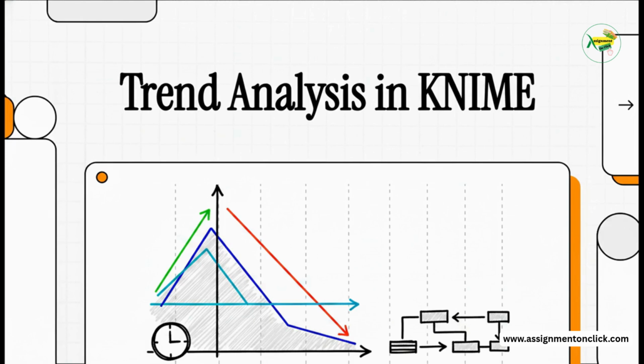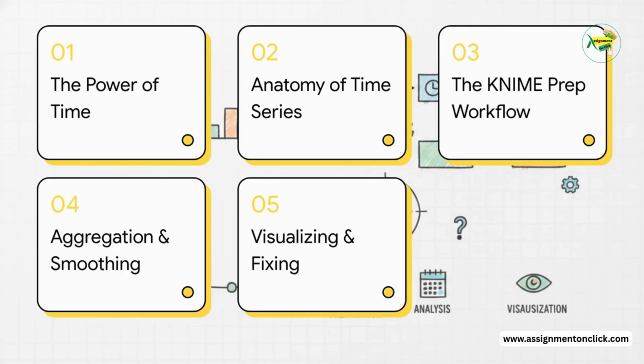To actually understand the story your data is trying to tell us, we have to introduce the element of time. So today, we're going to master trend analysis and time-based data using KNIME Analytics platform. To figure out how to unearth those hidden historical patterns, we'll follow a structured recipe. We'll start with the power of time, then look at the anatomy of a time series. After that, we dive into the KNIME prep workflow, tackle aggregation and smoothing, and wrap up with visualizing and troubleshooting.